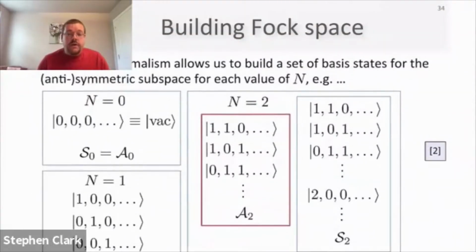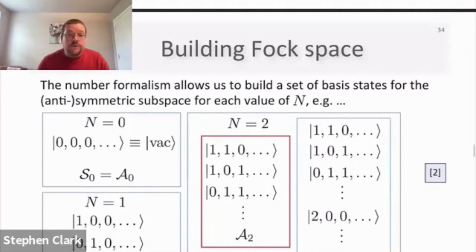Okay, so a more interesting thing now is we want to build what's called the Fock space, which is named after Vladimir Fock, which is essentially telling us all of the different particle number spaces that we have available, and we're going to basically sum them all up, and it allows us to build a set of basis states that spans all possible particle numbers.